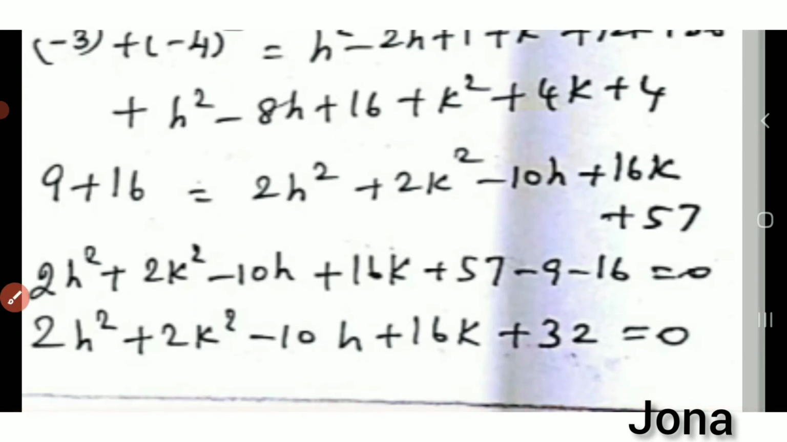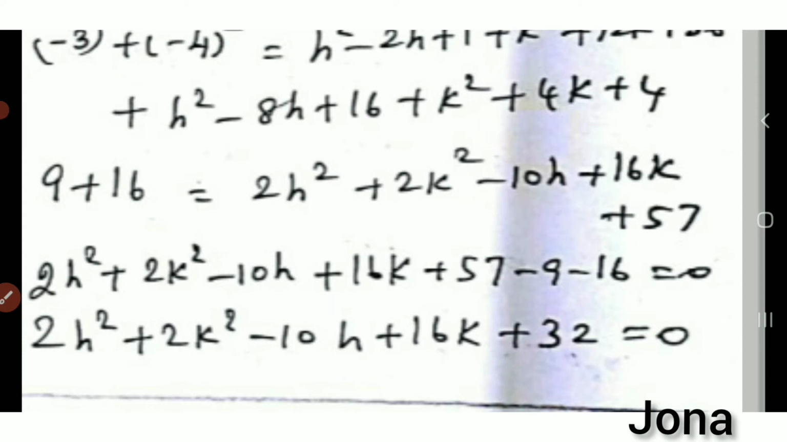So if you simplify this, we have 2h square plus 2k square minus 10h plus 16k plus 57 minus 9 minus 16 equal to 0. Therefore, 2h square plus 2k square minus 10h plus 16k plus 32 equal to 0.